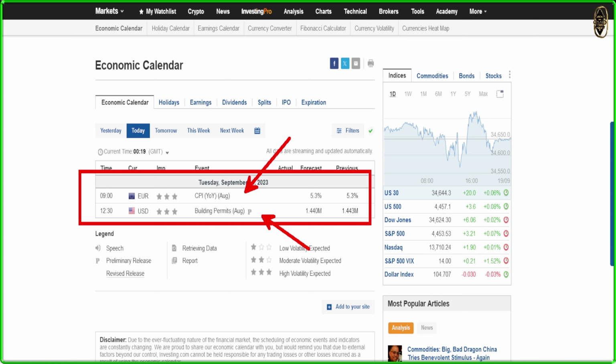So those ones, they will not affect the market too much. The one that is going to affect the market too much is coming tomorrow. I think the picture is clear here.